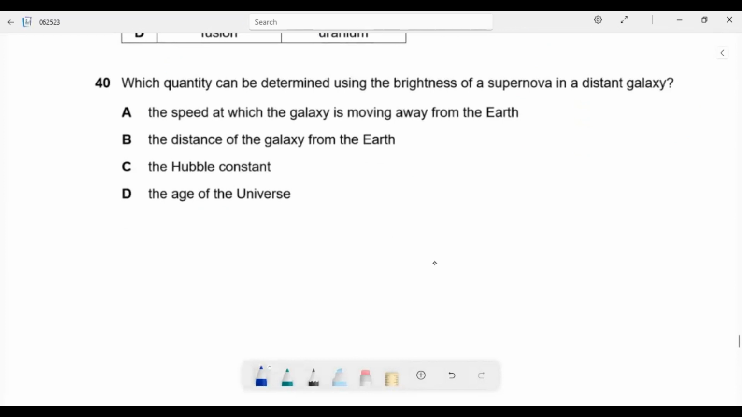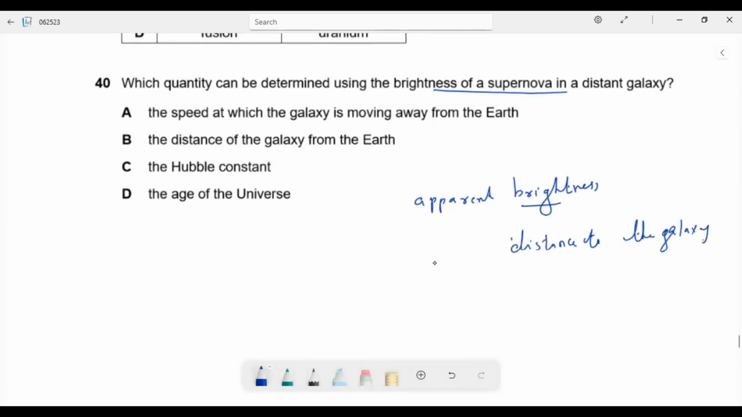Which quantity can be determined using the brightness of a supernova in a distant galaxy? By comparing the apparent brightness of a supernova in a distant galaxy to its known intrinsic brightness, we can estimate the distance to the galaxy. So with the help of that, the distance of the galaxy from the Earth can be found out.